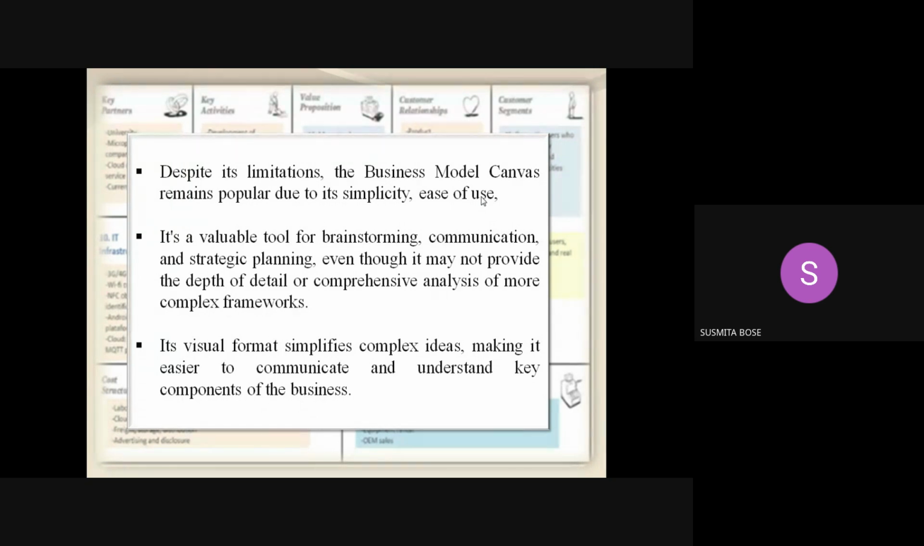Despite its limitations, the BMC remains popular due to its simplicity and ease of use. It is a valuable tool for brainstorming, communication, and strategic planning, even though it may not provide the depth of detail or comprehensive analysis of more complex frameworks. Its visual format simplifies complex ideas, making it easier to communicate and understand key components of the business.